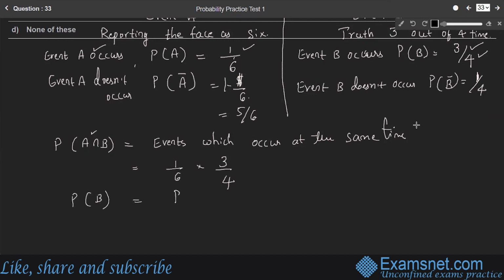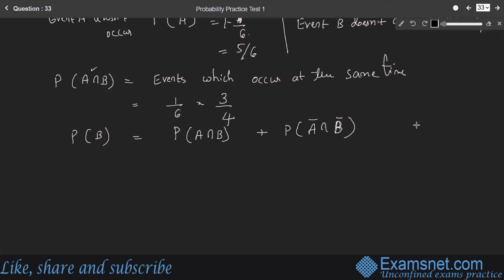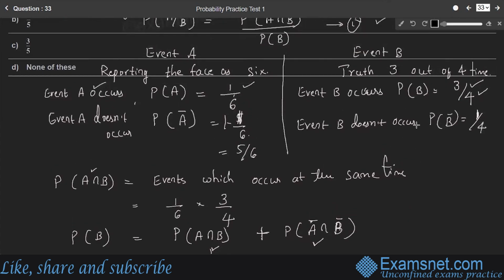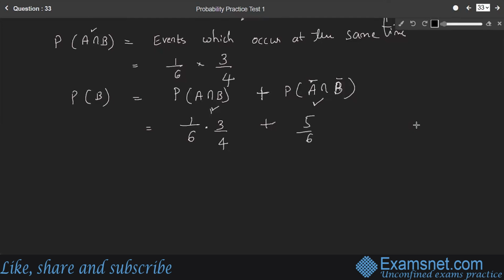Whereas the probability of B, according to the formula, is equal to probability of A intersection B plus probability of complement of A intersection complement of B. That means the probability that both events occur at the same time plus the probability that both events do not occur at the same time. Therefore, it is 1 by 6 into 3 by 4, which is P of A intersection B, plus P of A prime intersection B prime, or A complement intersection B complement, which is 5 by 6 into 1 by 4. Substituting these two values to get P of A given B, the conditional probability.